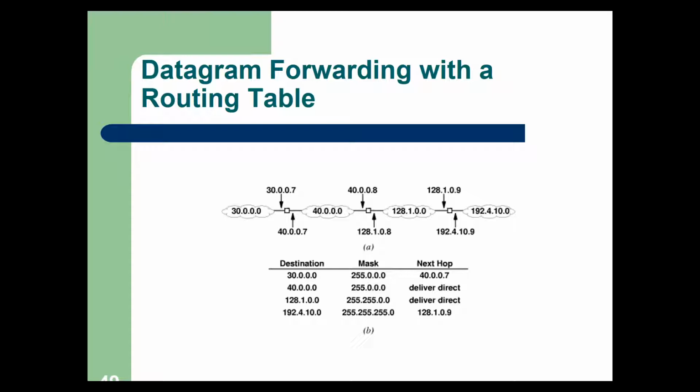And if it has to send to 128, then it can again send directly to that particular network because it is directly connected. But if it has to send to the 192.4.10 network, then it has to send it first to 128.1.0. So it knows, in this routing table, to which next destination it has to send the data. It can be statically configured or dynamically configured. These are different ways those things are configured in the router.